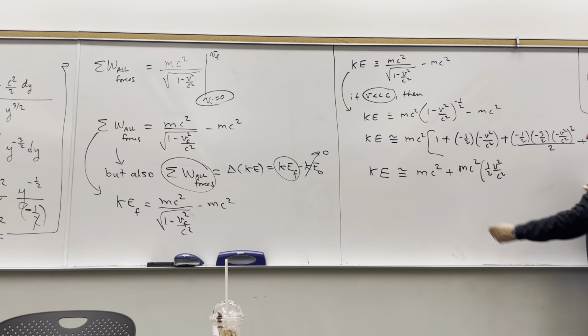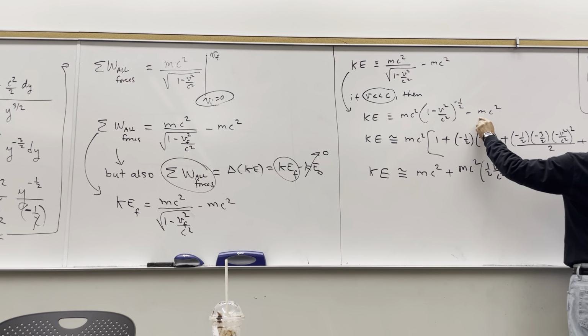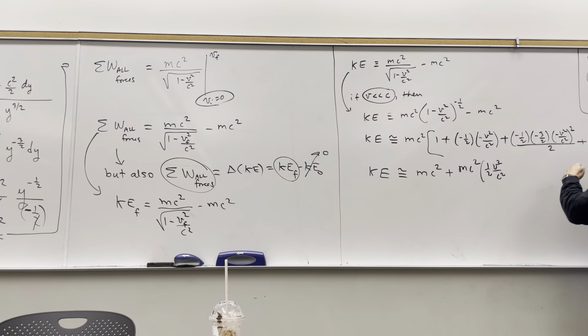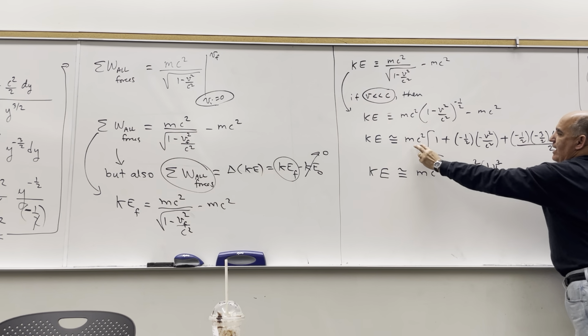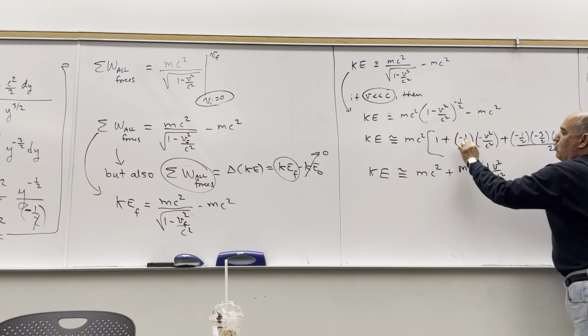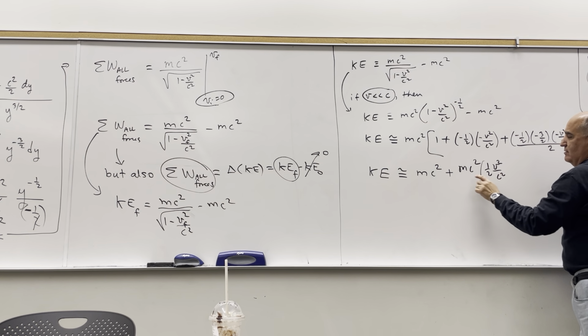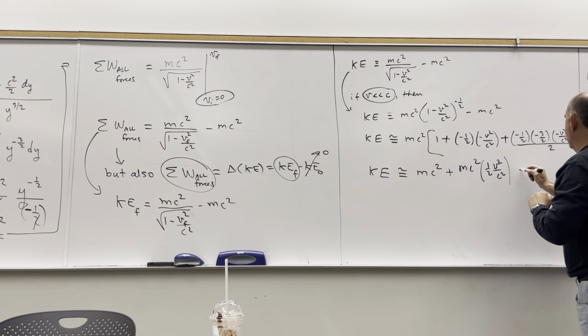So now I have, and of course, all of this minus mc squared. So mc squared times 1 is this. mc squared times this minus and this minus gives me a plus. So I have mc squared times 1/2 v squared over c squared. And then that's that, right?